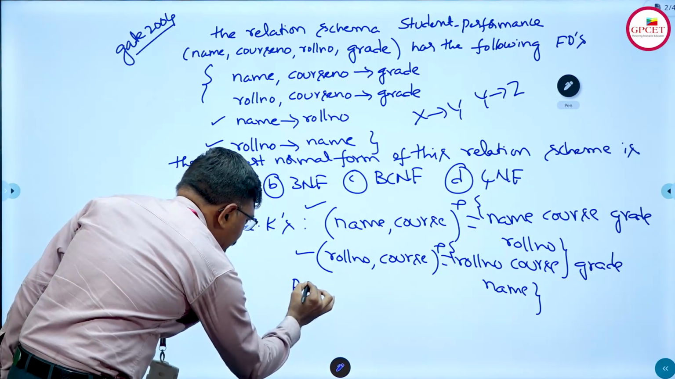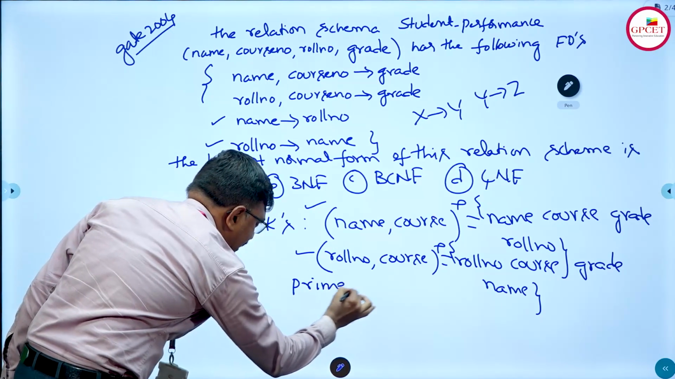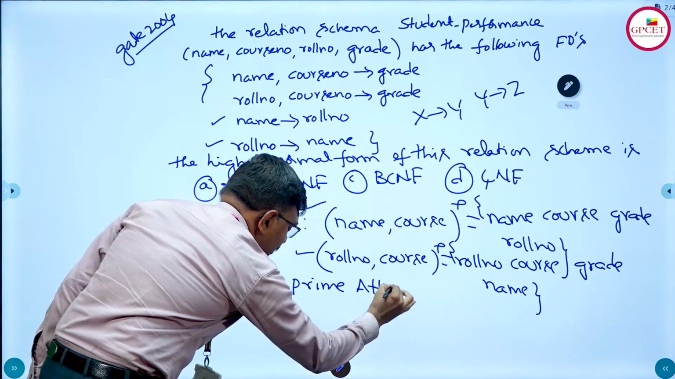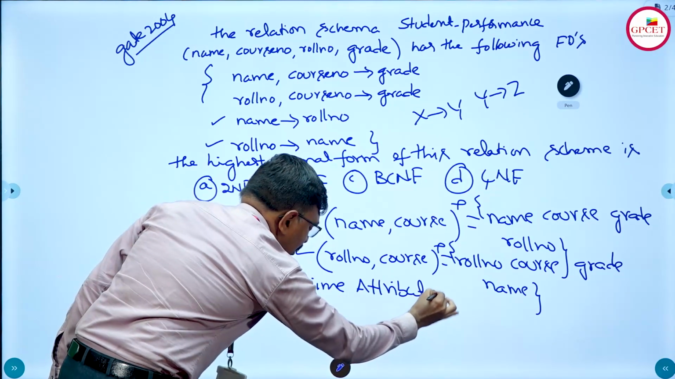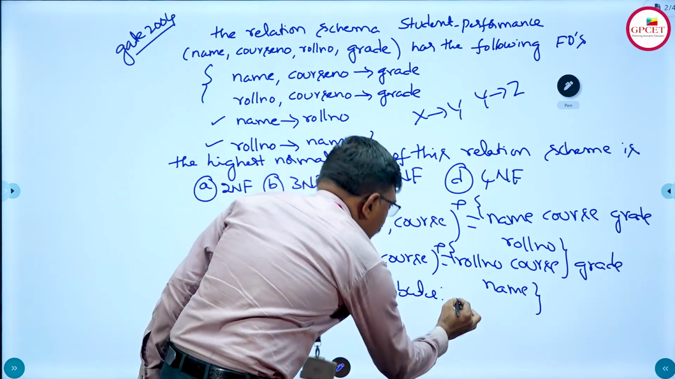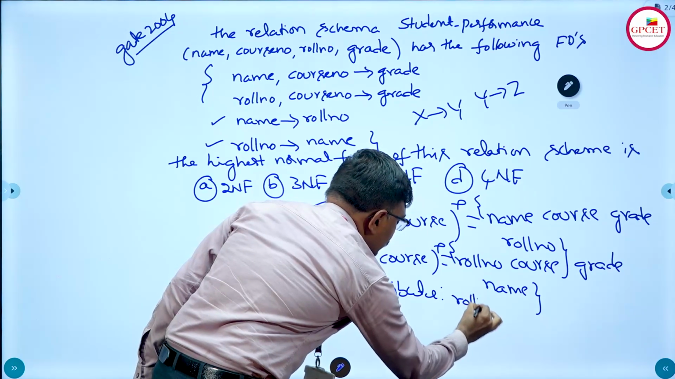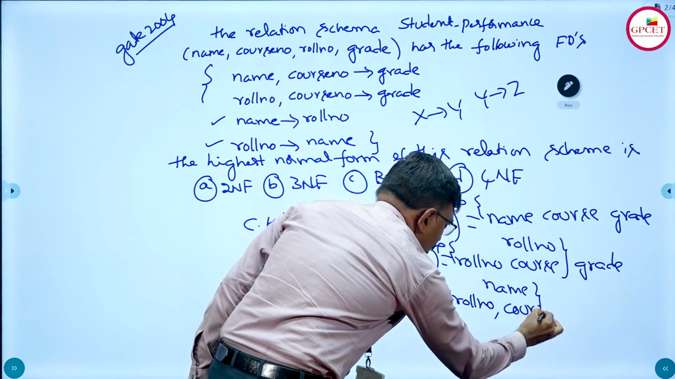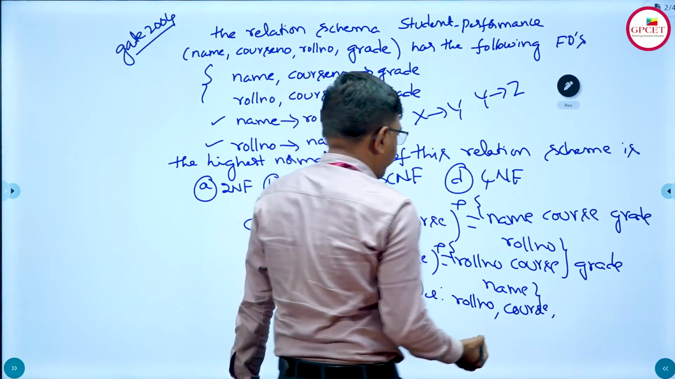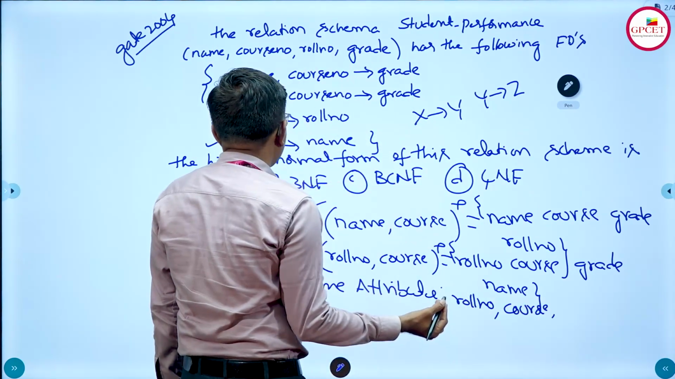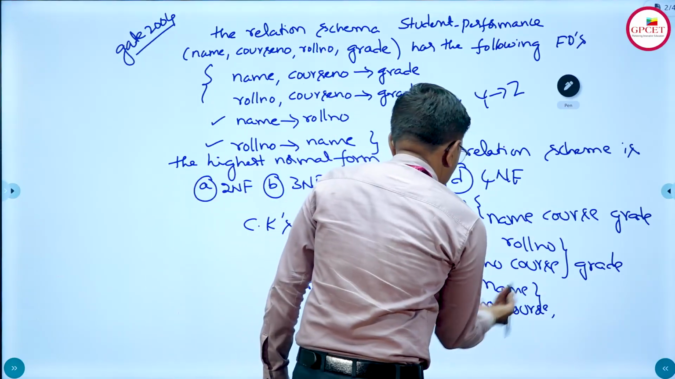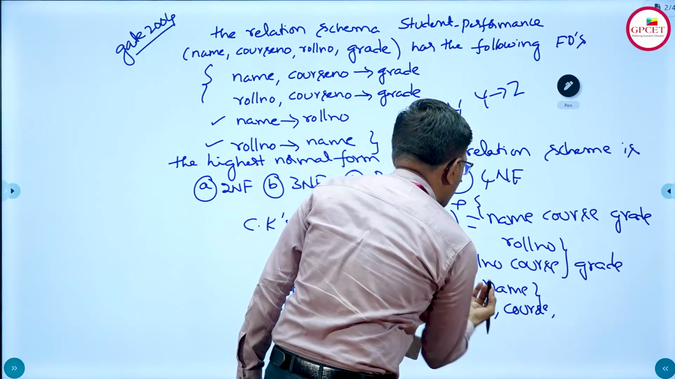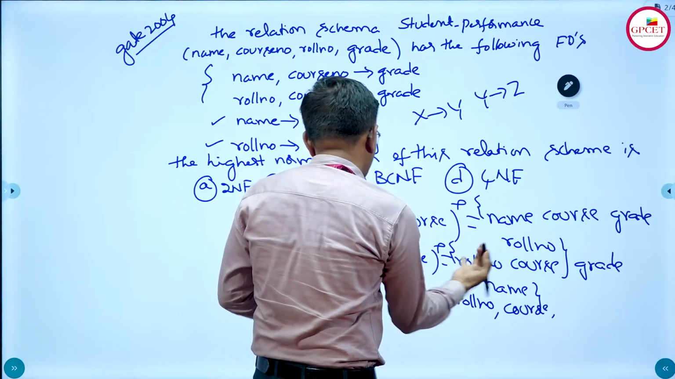Prime attributes or key attributes. Prime attributes are roll number, course, name, course. What is that? Name, course, roll number, course.